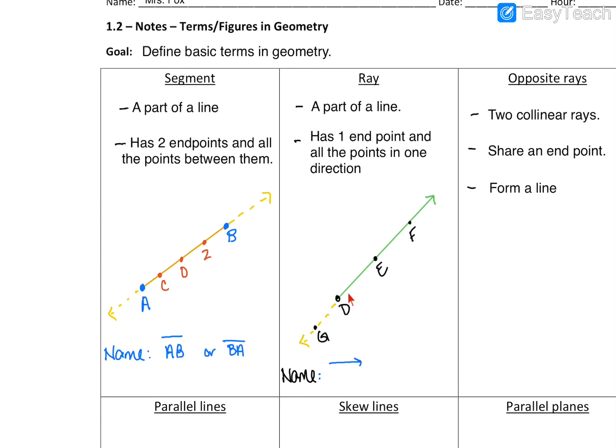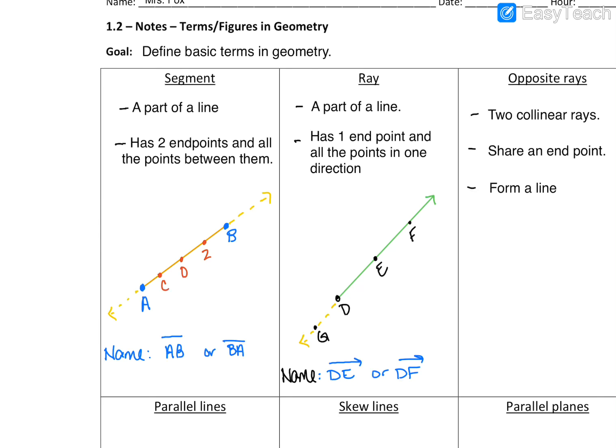So you actually have to look and say, the endpoint of my ray is where? It is on D. So D has to come first here. Okay. Now, after you have that D part, the green ray is going in what direction? It is going towards E. It's going towards F. If there were any other points on here, they would also be going towards those other points. However, E and F are our choices here. It does not matter now which one you choose. You could name this ray DE, or you could name this ray DF.